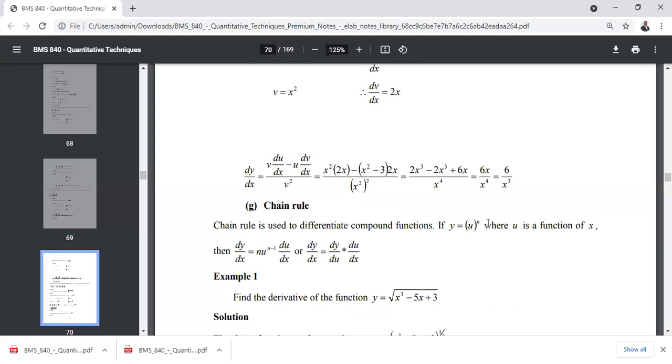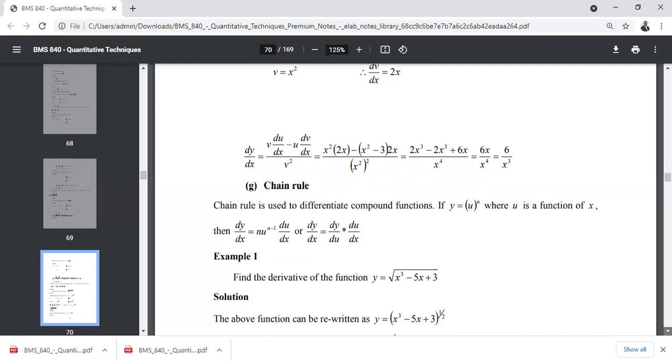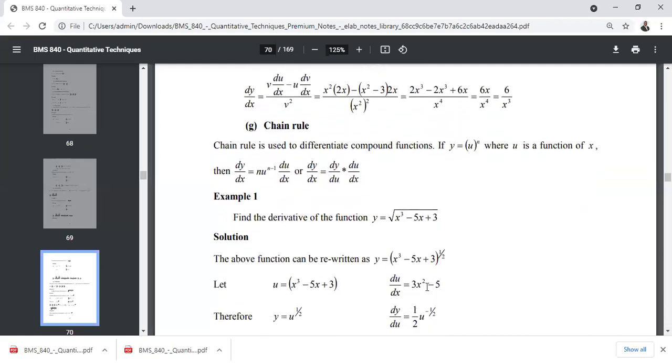But it's a bit tricky when you come to the quotient. For example, you can see the function that we have here, the square root of x cubed minus 5x plus 3, which is the same as x cubed minus 5x plus 3, all in the bracket raised to a half. When it is raised to a half, we say now it's the square root. So what will happen is our function x cubed minus 5x plus 3 will be our u. Then our half will be our n. You can see.